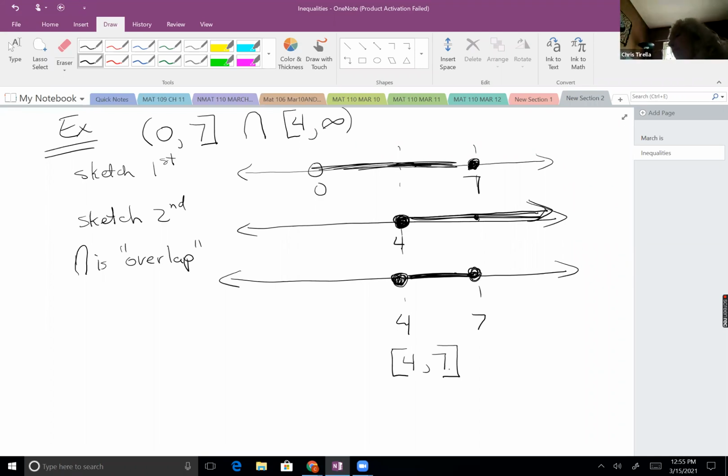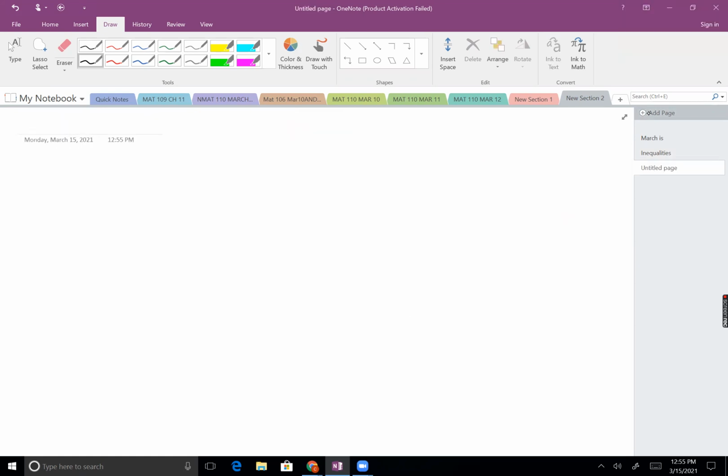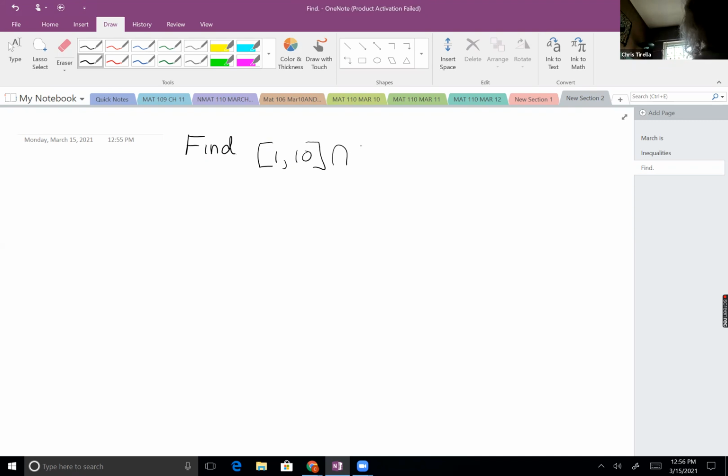And I think I vaguely remember doing a couple of these intersections and unions at the beginning of the semester. But let's just try a couple more. Does everybody have this down? Are you all right if I turn the page? Nope. So I'm going to ask you folks to find the intersection of the closed interval from 1 to 10, intersect the fully open interval from -3 to 4.